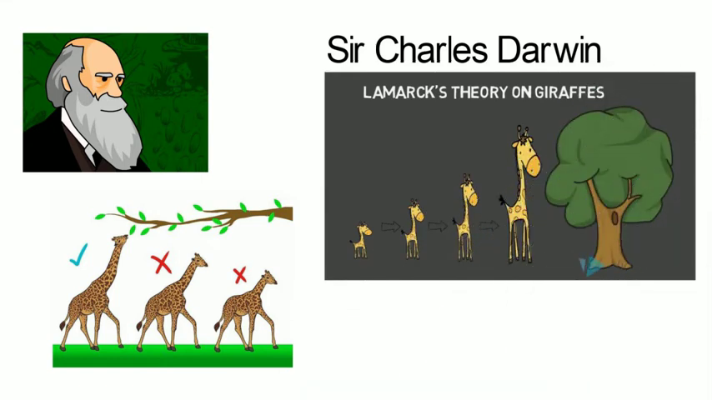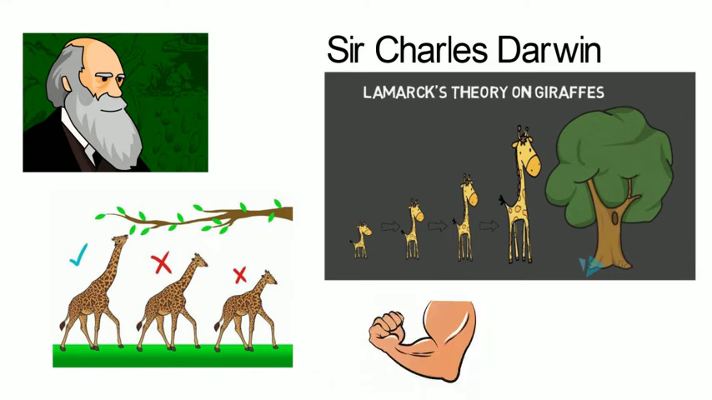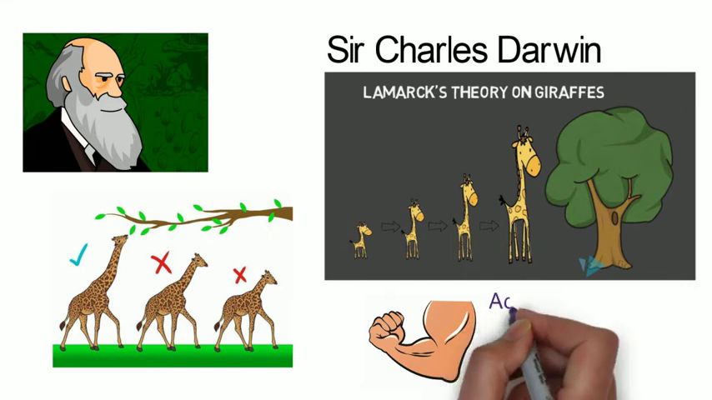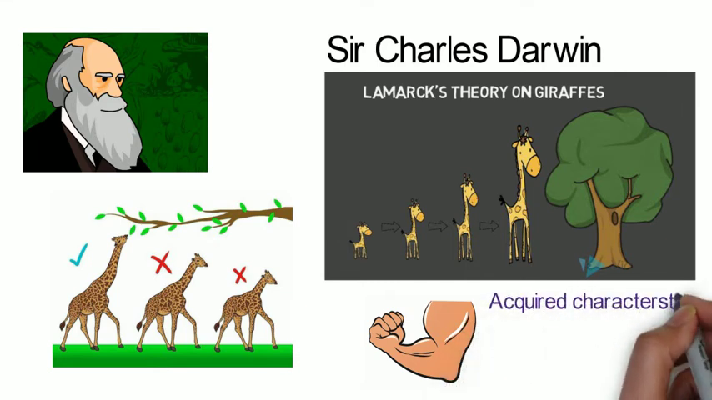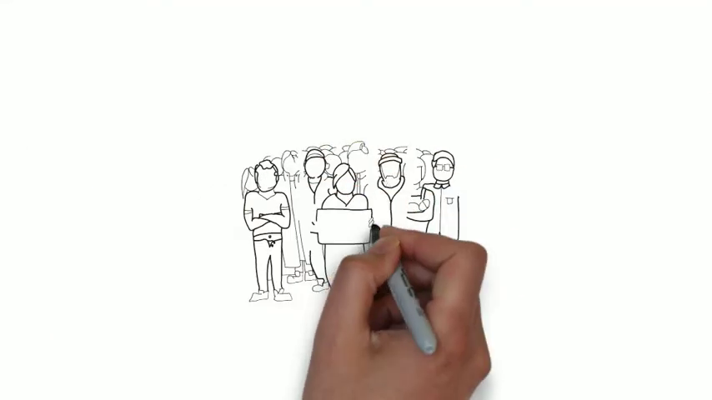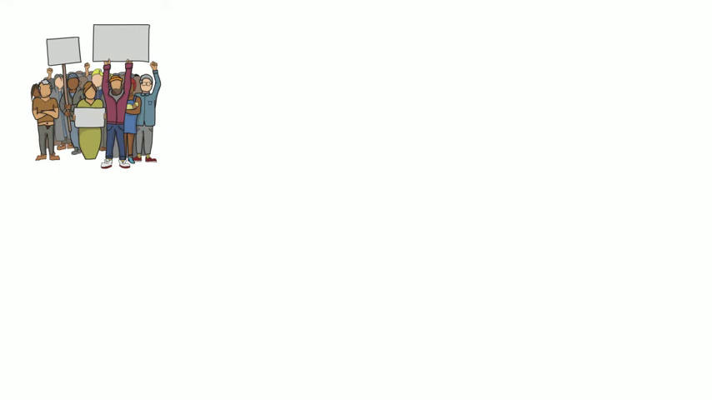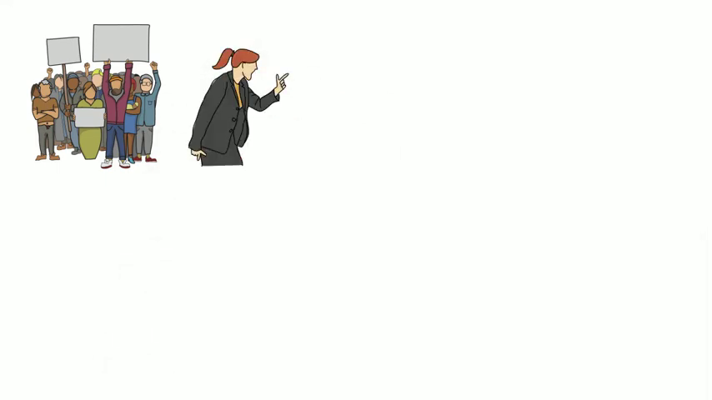He explained that morphological changes occur in an organism, and those morphological changes only are responsible for evolution, not natural selection. For example, if I'm building muscles, he said that these acquired characteristics will be transferred to the next generation. So these are known as acquired characteristics. But this theory was disproved because acquired characteristics do not transfer. And still, there are many people who protest against evolution. They argue that this theory is not correct.